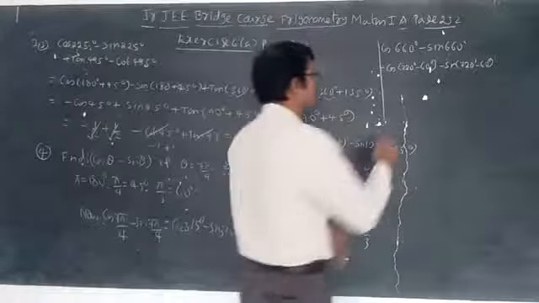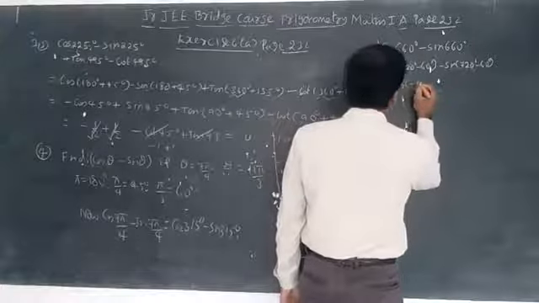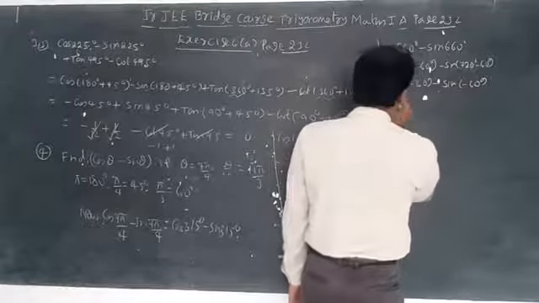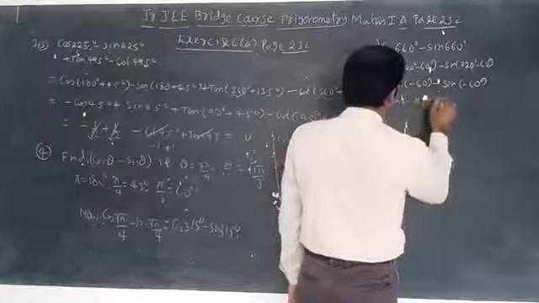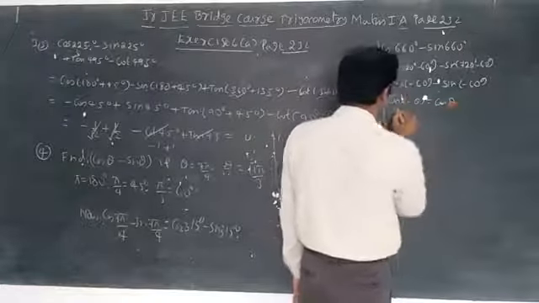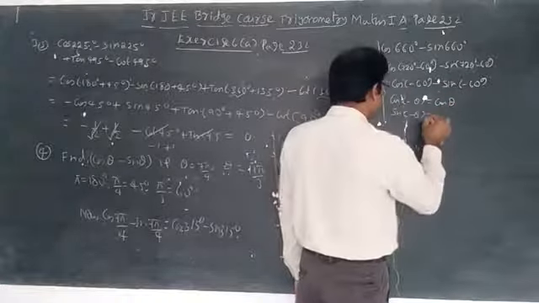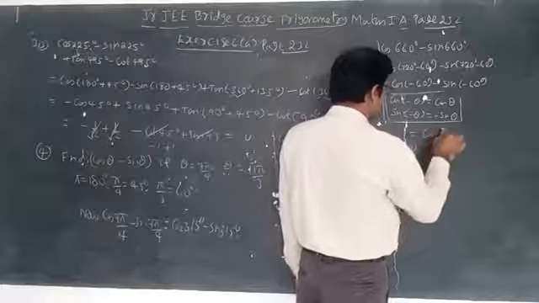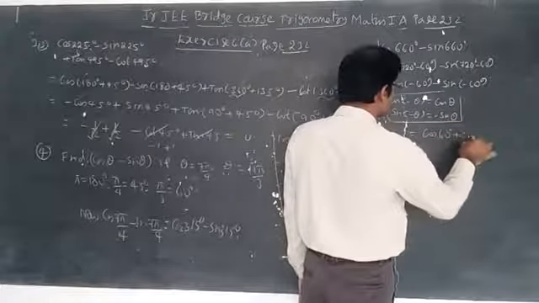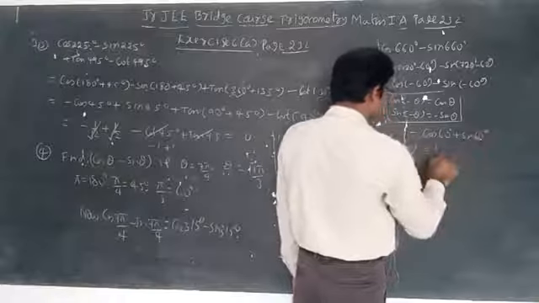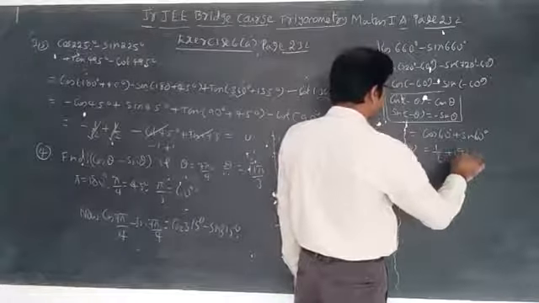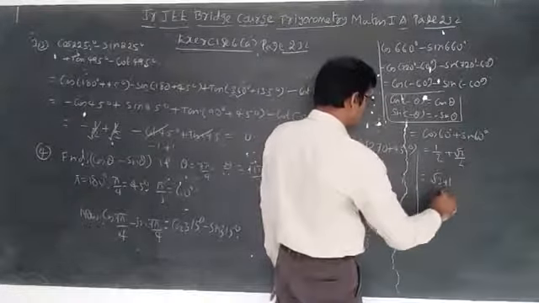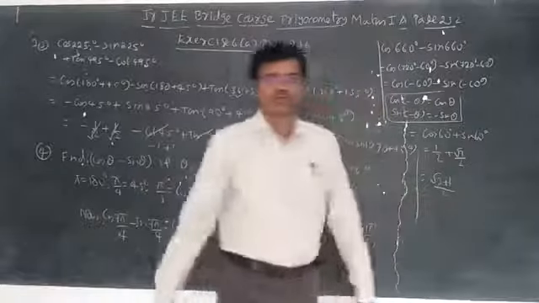You can understand, cos of 0 minus 60, cos minus 60 minus sin of minus 60. Cos of minus theta is cos theta and sin of minus theta is minus sin theta. So you can understand here cos 60 degrees plus sin 60. Cos 60 value 1 by 2 plus sin 60 value root 3 by 2. Taking LCM as 2, you can get here root 3 plus 1 whole by 2.